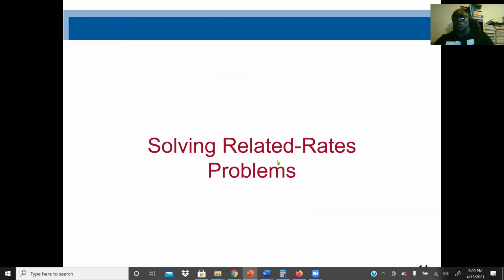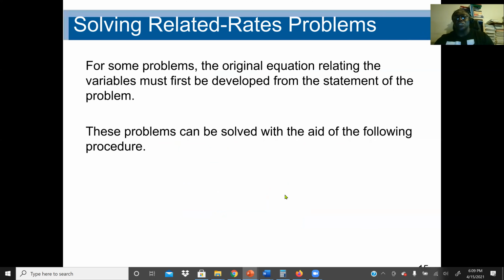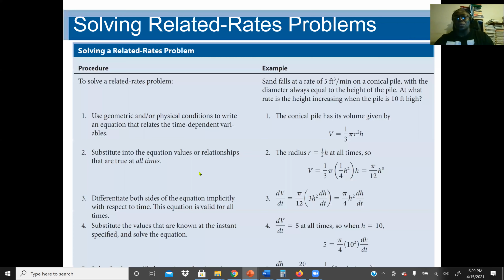So next is solving related rates problems. So let's see this example. For some problems, the original equation relating the variables must first be developed from the statement of the problem. So first we need to develop the equation. In the previous example, example number 1, we can see the model is given to us, the equation is given. But sometimes we may have a question where we have to develop our own equation. So this is a very good example here.